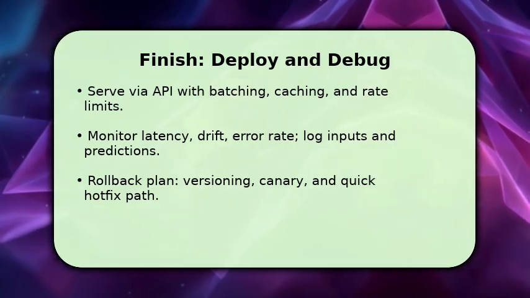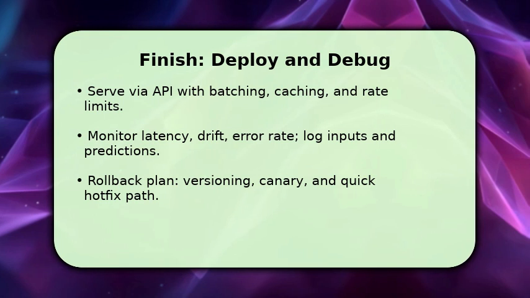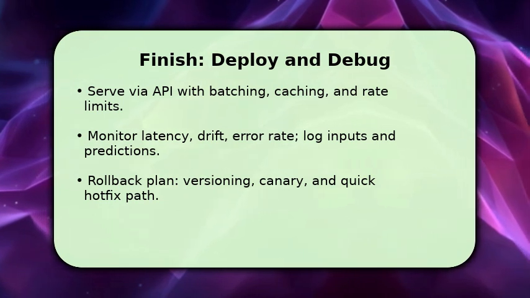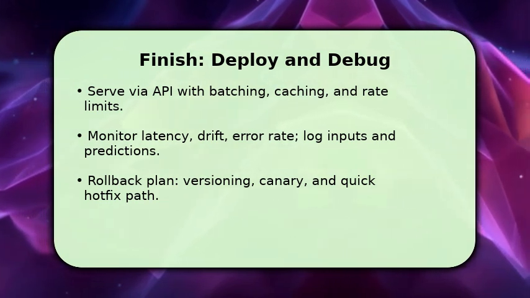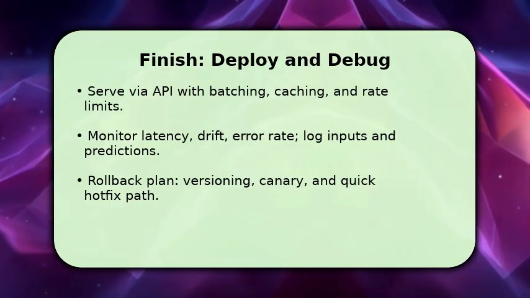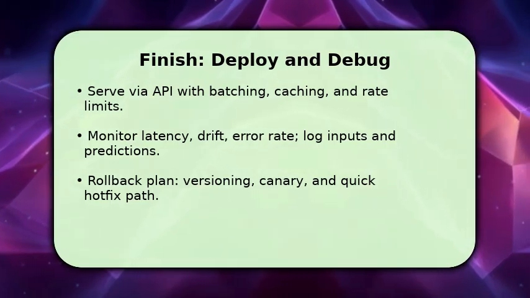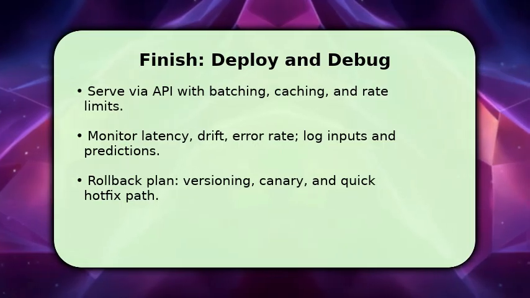If performance drops, roll back to the previous version and replay recent logs to reproduce the issue. A key tip: if outputs are erratic, check for tokenization mismatch between training and serving. Fixing that resolves many surprises.